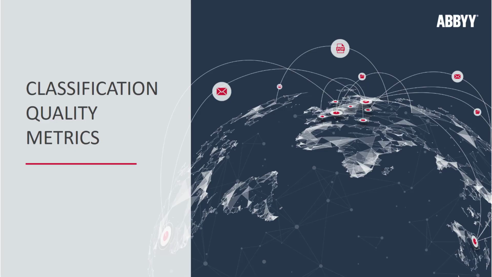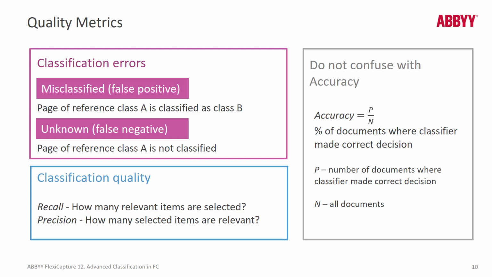Let's talk a little bit about classification quality metrics. So documents can be misclassified. They can come up as unknown as well. And there's these measurement criteria about recall and precision. So recall, how many relevant items are found, and precision, how many selected items are relevant. We'll be speaking more about those. And then we've got an accuracy calculation where P equals the number of documents where the classifier made correct decisions over the number of all documents.